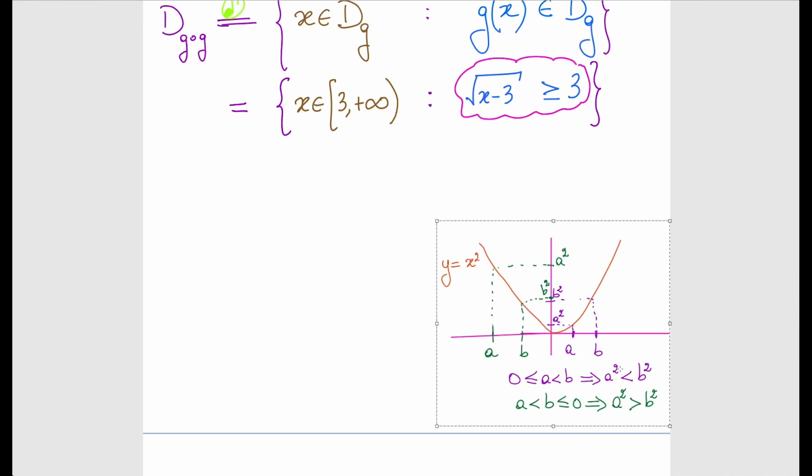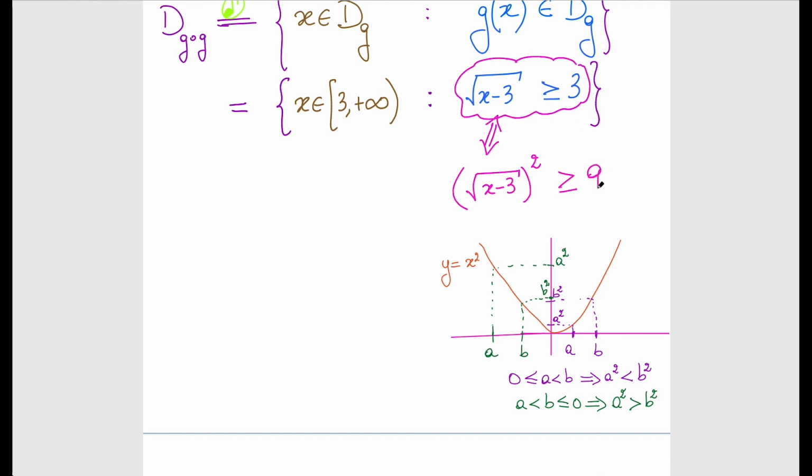So this is a very important discussion here that's going to allow me to write that this is actually equivalent to saying that the square of this guy is greater than or equal to the square of this guy, which is, let me just keep it 3 squared and then we discuss it. And this equivalence is coming from the discussion right below, right?